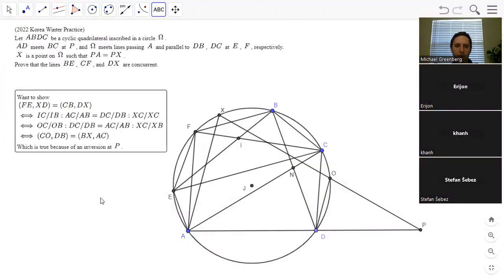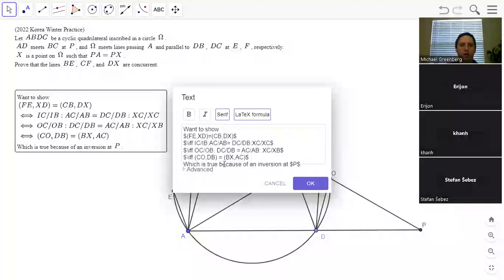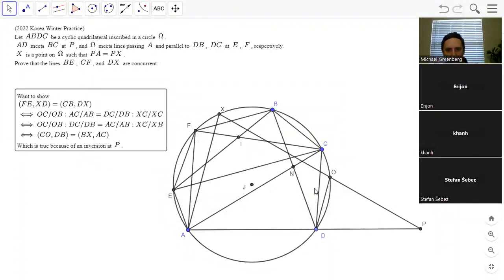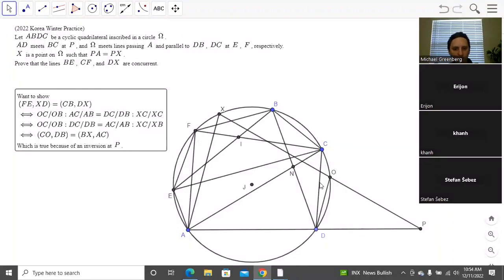Okay, so we want to show the cross ratio FEXD equals CBDX. Can you replace I with O in the first equivalence? Oh yeah. So that's the same as saying OC, FEXD, OC over OB.